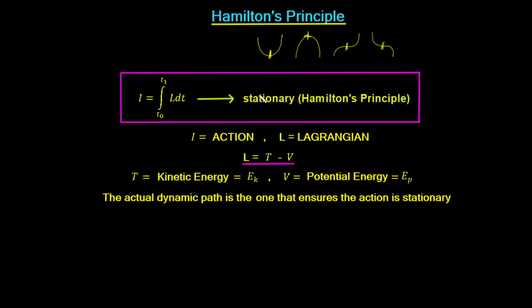But in dynamic systems, it turns out that the value that we are using here, L, which is called the Lagrangian, is nothing other than the kinetic energy minus the potential energy. And usually in mechanics, you'll see the kinetic energy written as T and the potential energy written as V. So for an actual dynamic system, the path that nature takes is the one that ensures that the action is stationary, so that this integral here is stationary.